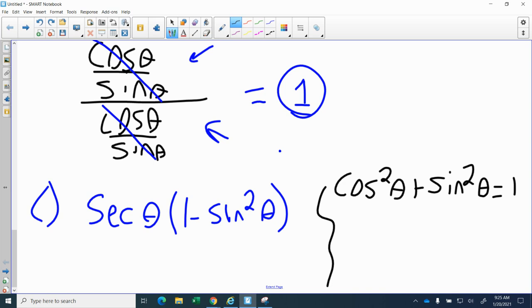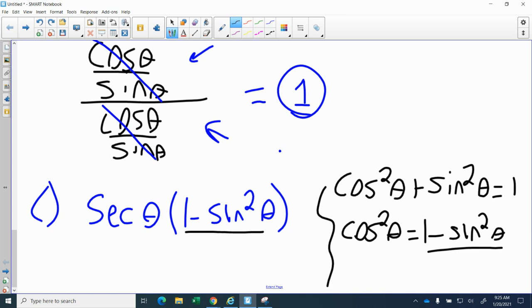Well, here's the thing. What if I were to rearrange this identity? What if I were to subtract sine squared to the other side? Wouldn't this just be cosine squared of theta equals 1 minus sine squared of theta if I just subtract that whole value over? Well, now look what I have here. This matches this. So not only can I just use my identities, I can actually move them around to get to things that can match up with what I have in this original problem.